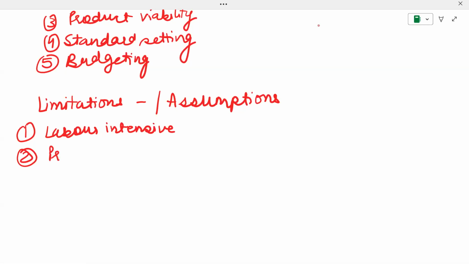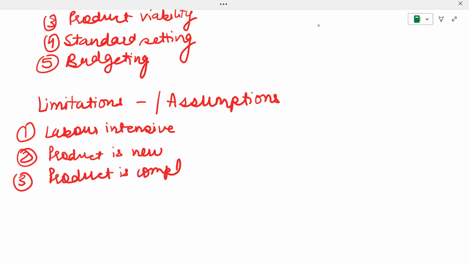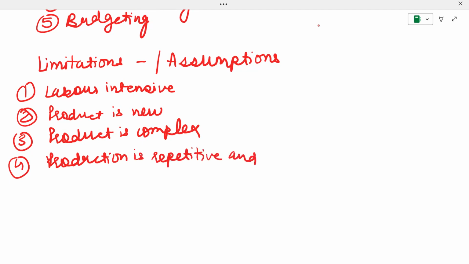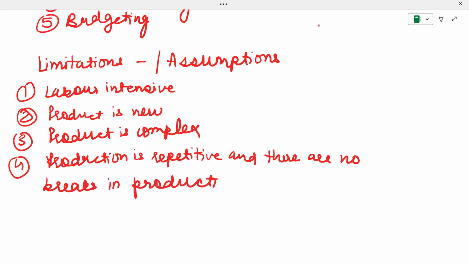Then the product is new, product is complex, and another assumption, this is a big one, that your production is repetitive, and there are no breaks in production. Right? So these are the limitations, or you can say also the assumptions that the learning curve effect has.